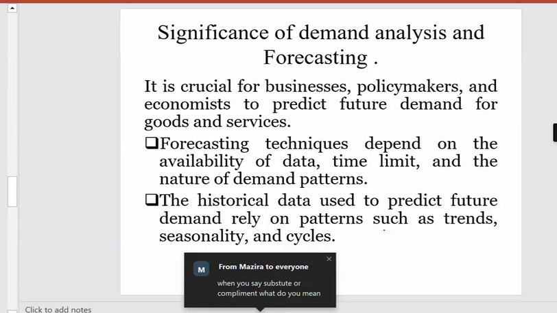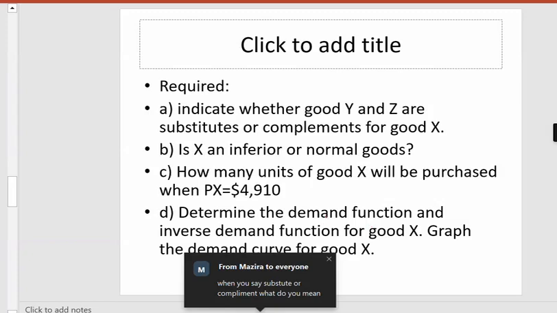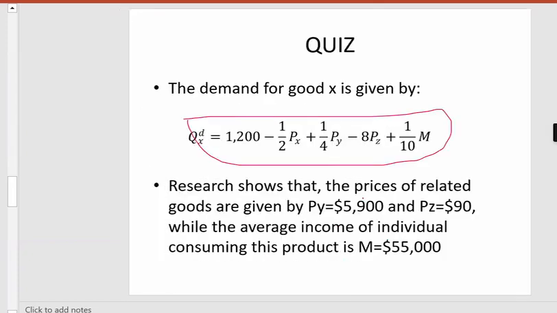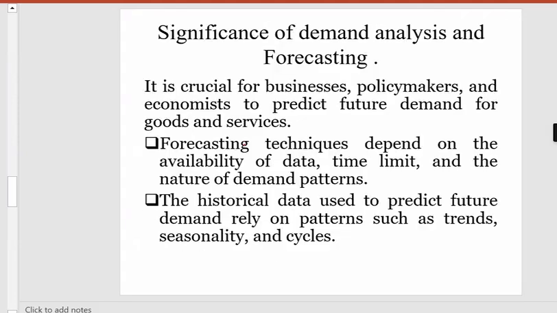Kwa mfano ukiangalia hili swali, it's a quiz kind, and we can do this as an individual. Okay, can we do it as an individual? Ngoja nitawaandalia maswali ya individual assignment, mawili matatu, sawa? And then mta-upload it in the system, e-learning system. Okay? Thank you.